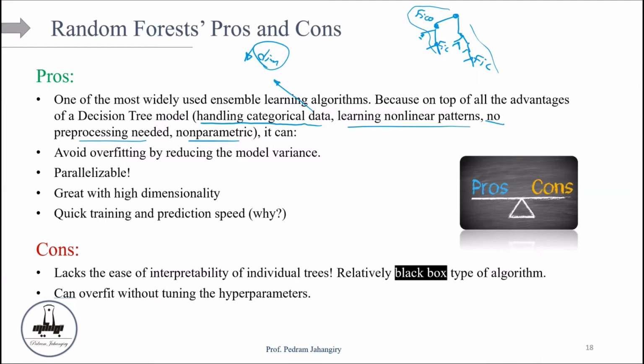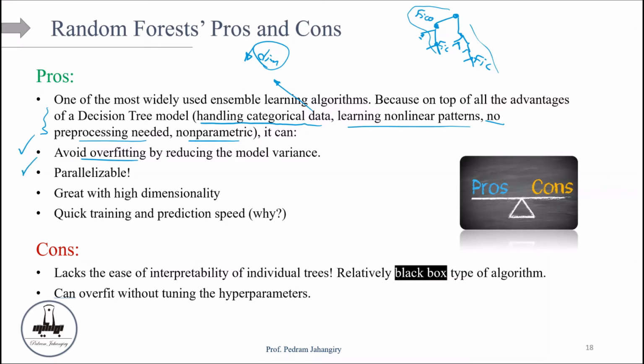So random forest, on top of all these good advantages of decision trees, can avoid overfitting by reducing the model variance. This is a big deal, right? One of the caveats of decision trees was that if you didn't prune them back, they would overfit, and the accuracy of the model was poor in the test set. Random forest can avoid that.